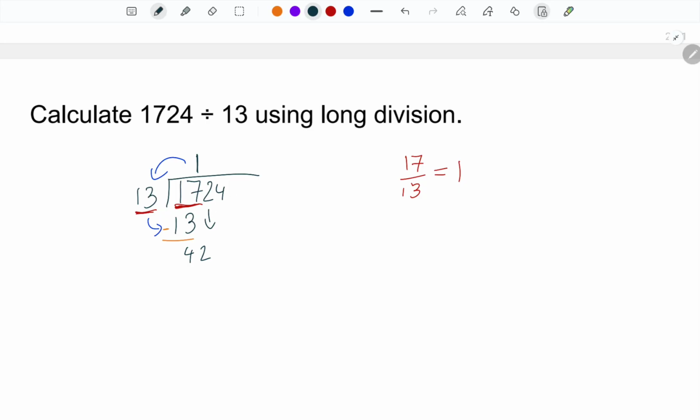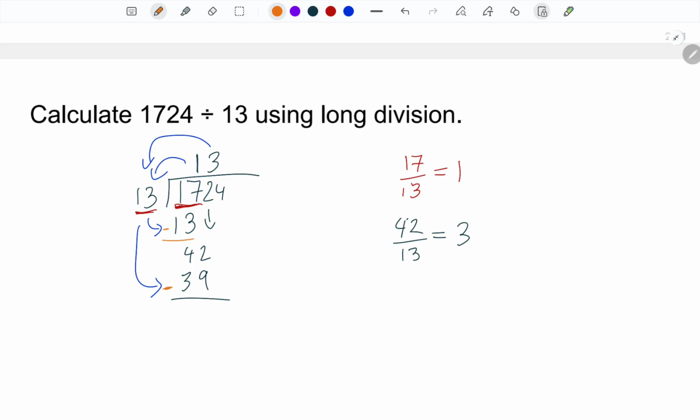Okay, so how many times does 13 fit into 42? We have 13, 26, 39. So it'll fit in 3 times at most. So now I write down the 3 up there, and again multiply that 3 back into 13, see how much is left over, and we'll see that 3 times 13 is 39.